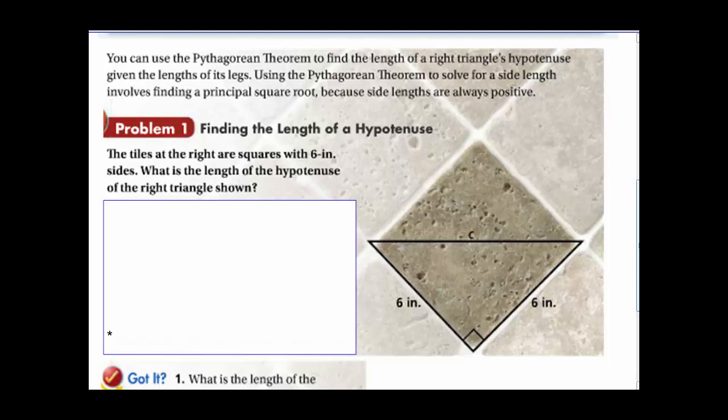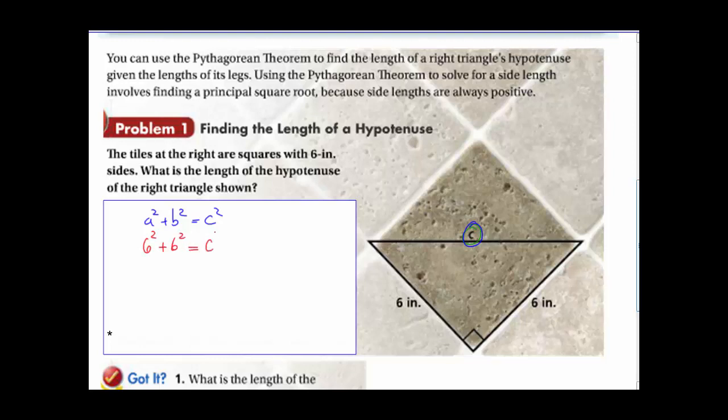Problem number 1. The tiles at the right are squares with 6-inch sides. What is the length of the hypotenuse of the right triangle shown? So we have this c. We're going to use our formula a squared plus b squared equals c squared, where a and b are the lengths of the legs. We know both legs, since it is a square, are 6 inches. So if we input 6 into a and b, we get 6 squared plus 6 squared.